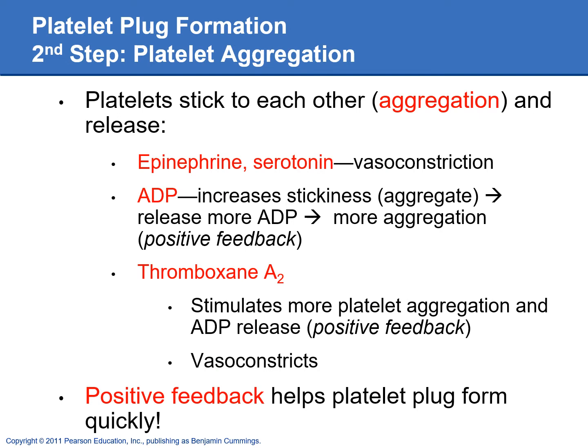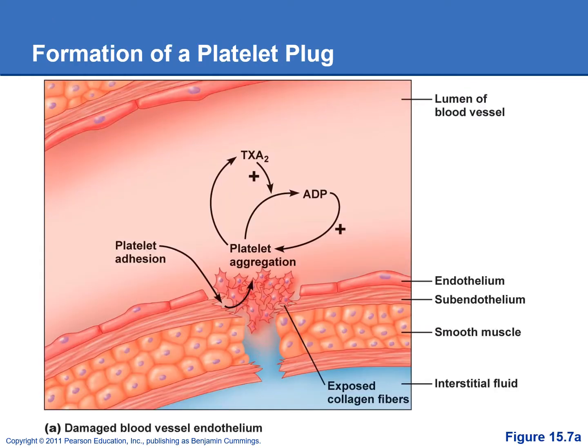So once the platelets have stuck to the walls of the broken blood vessel, the next step in forming the platelet plug is platelet aggregation. So this is where the platelets are going to stick to each other and rapidly form the platelet plug using positive feedback. So here's a picture of how the platelet plug is formed.